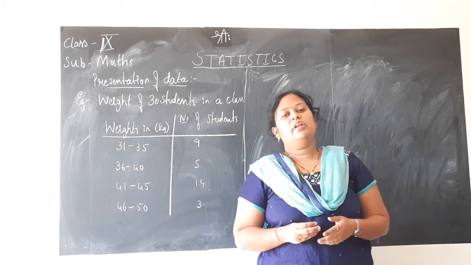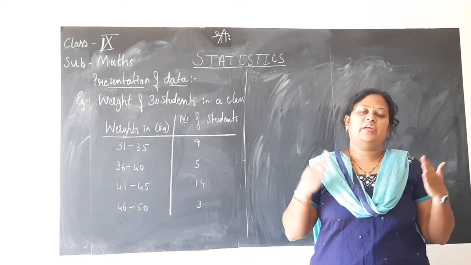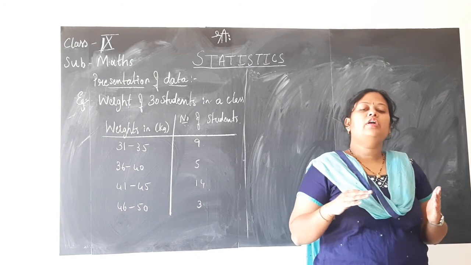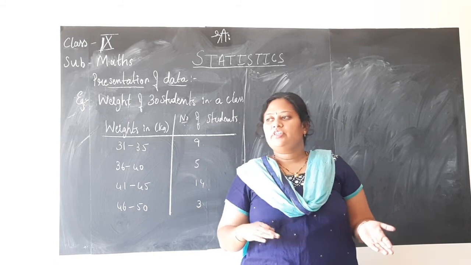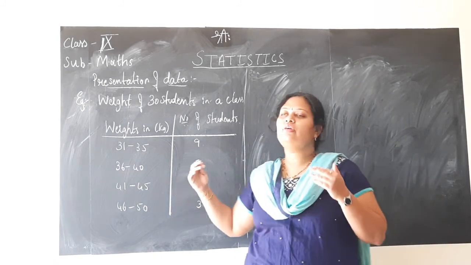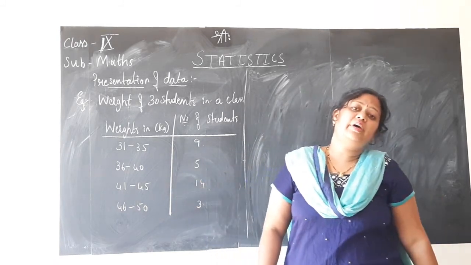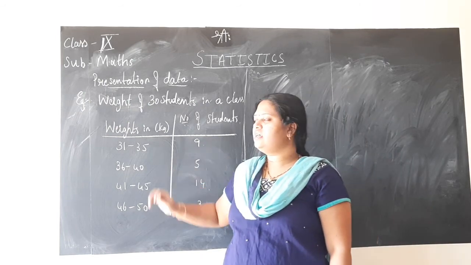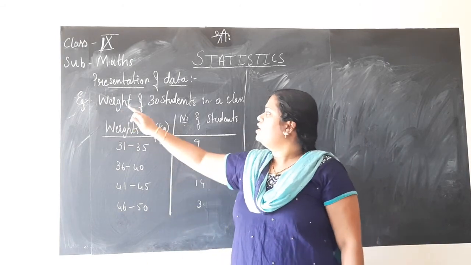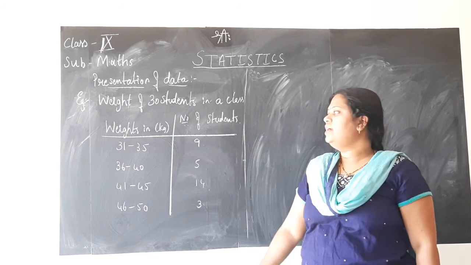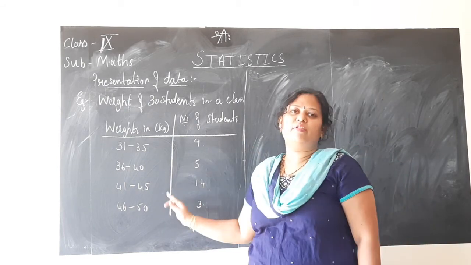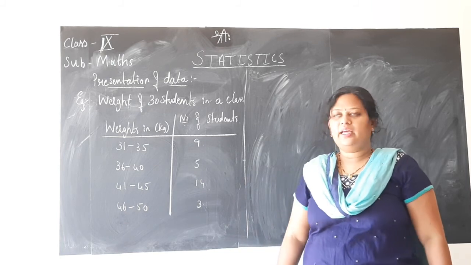So children, we learned what is frequency distribution table, what are grouped and ungrouped data. So now we shall continue with the concept of ungrouped data. To understand it in a better way, let us consider this example. The question is, the weight of 30 students in a class is given below and it is represented in the form of a frequency distribution table, children.